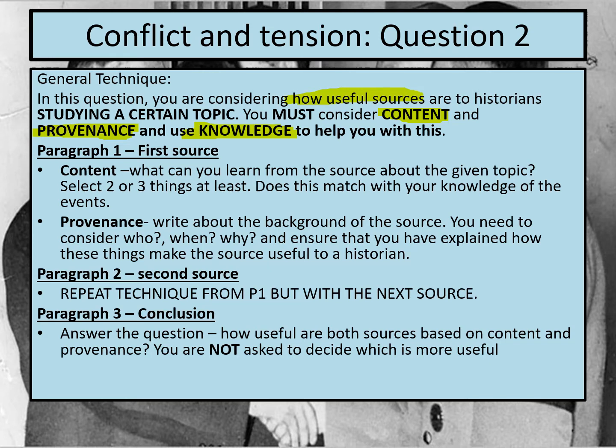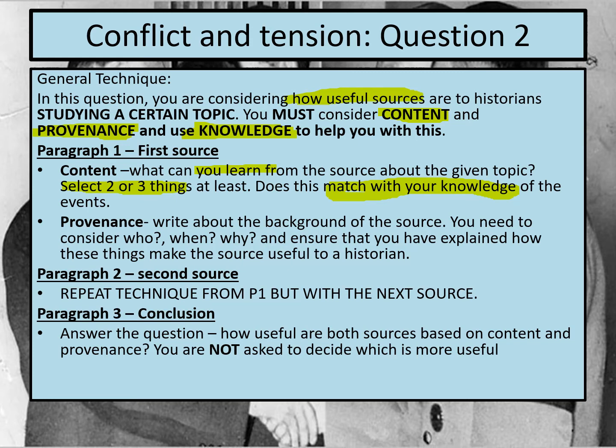So you start off with the content every single time. What does the source show? What can you learn from it? Just by looking at the source or by reading the source about that particular topic. And you're selecting 2 or 3 things from the source if possible. And then, of course, you're thinking about, well, it is or it isn't useful because it does or it doesn't match with your knowledge. And you give a piece of knowledge or two to help support what you're saying.